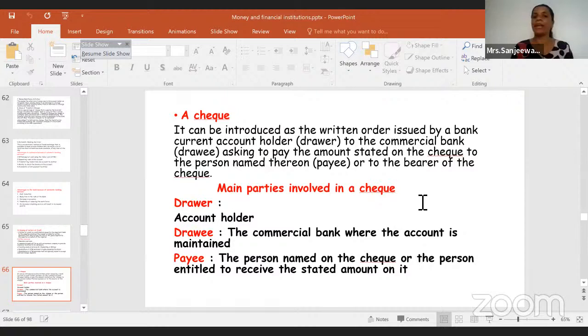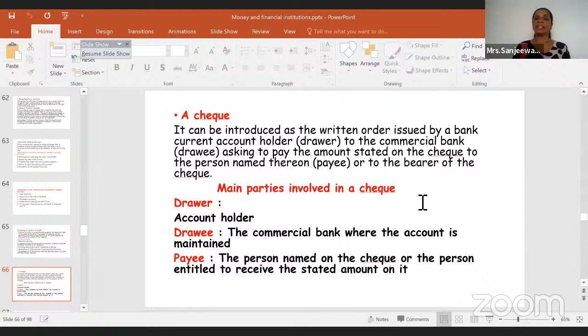The current account holder is the drawer. The commercial bank, the drawee, is asked to pay some amount of money, which is stated on the check, to a person named there. That person is the payee. That's the definition of a check. In this definition, all these three parties are mentioned. Who are the parties? Drawer, the current account holder. Drawee, the commercial bank. Payee, the person named on the check. These are the three main parties.